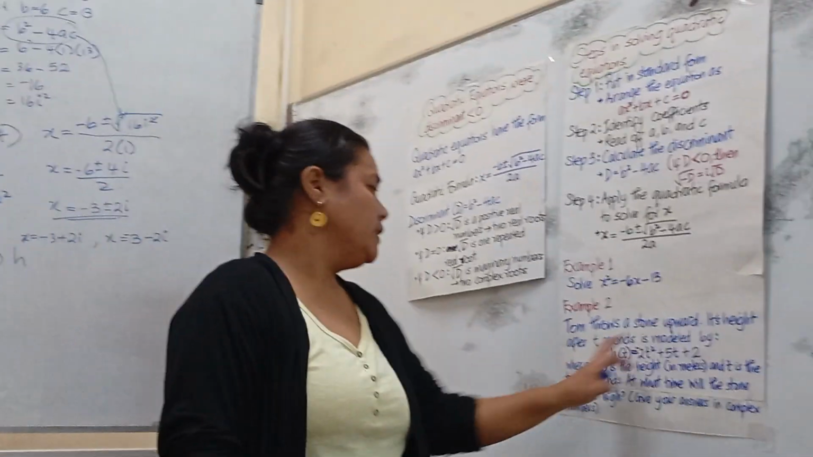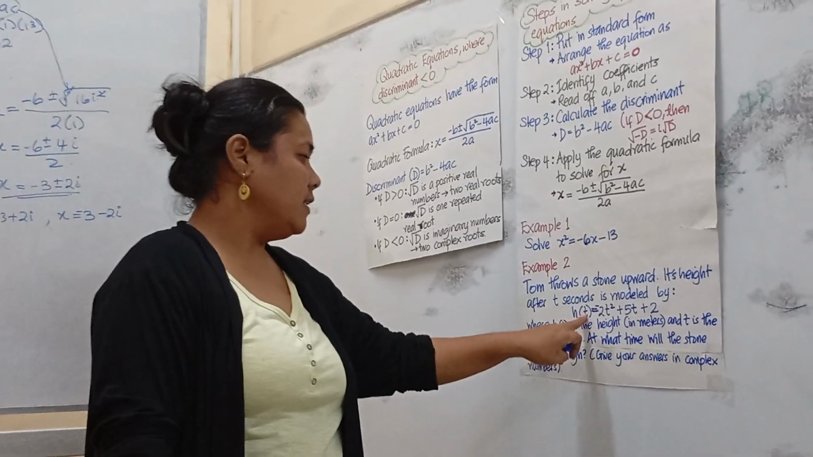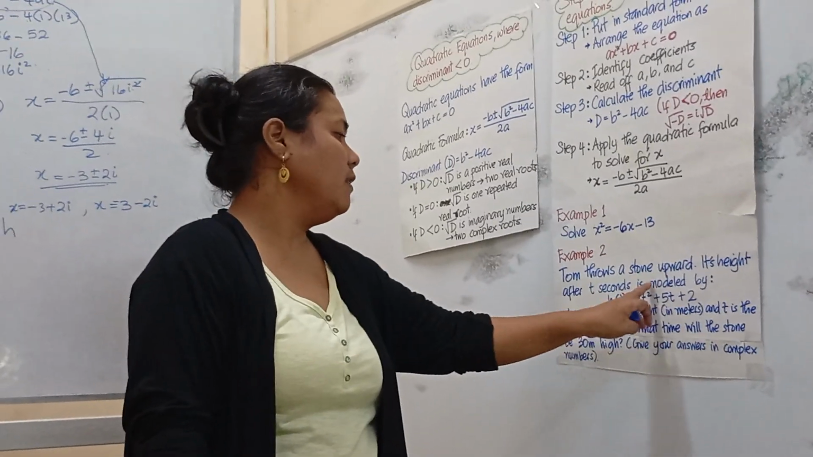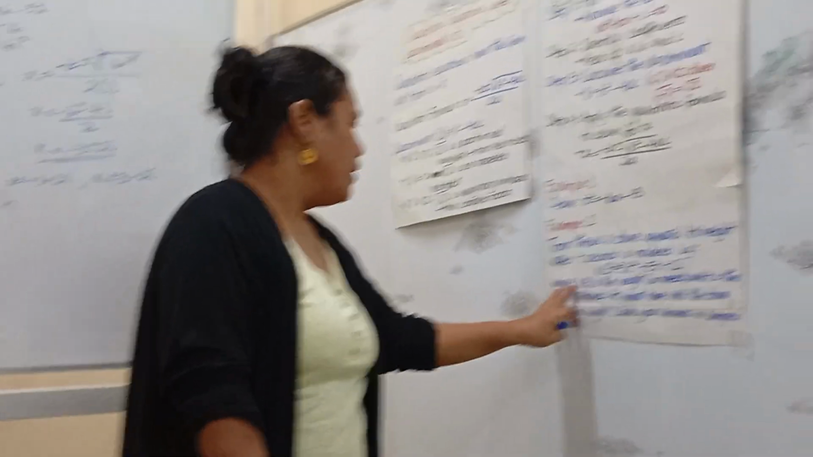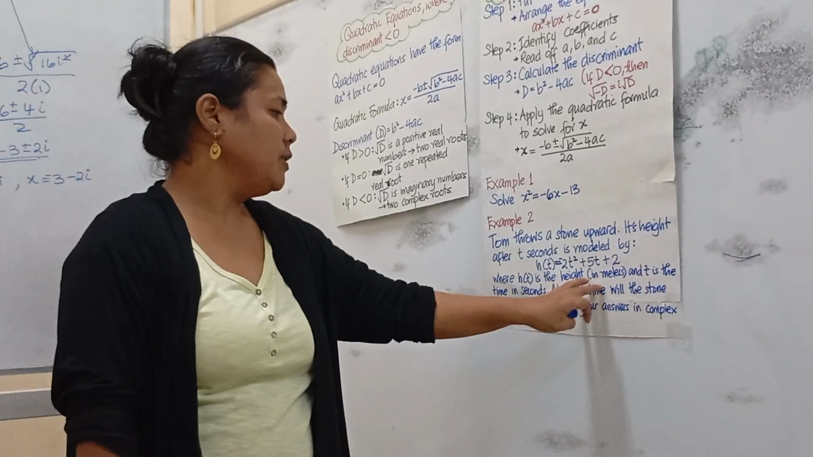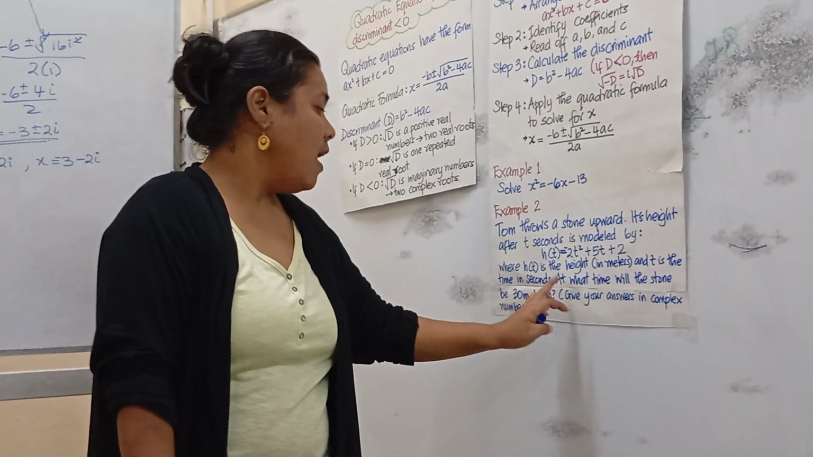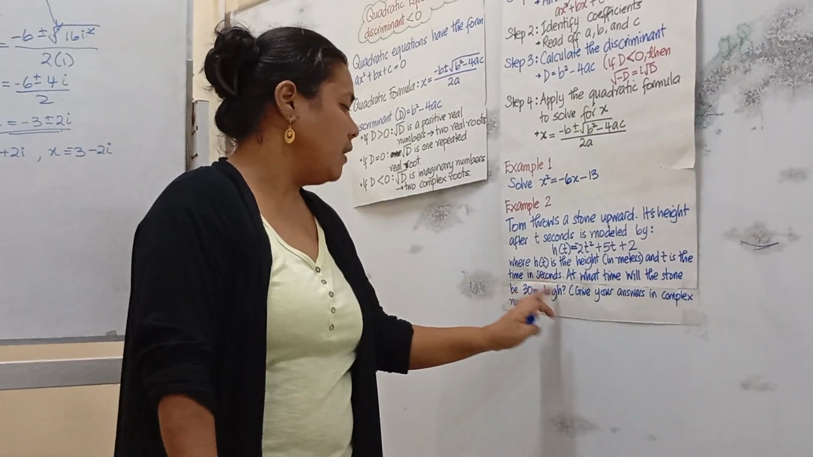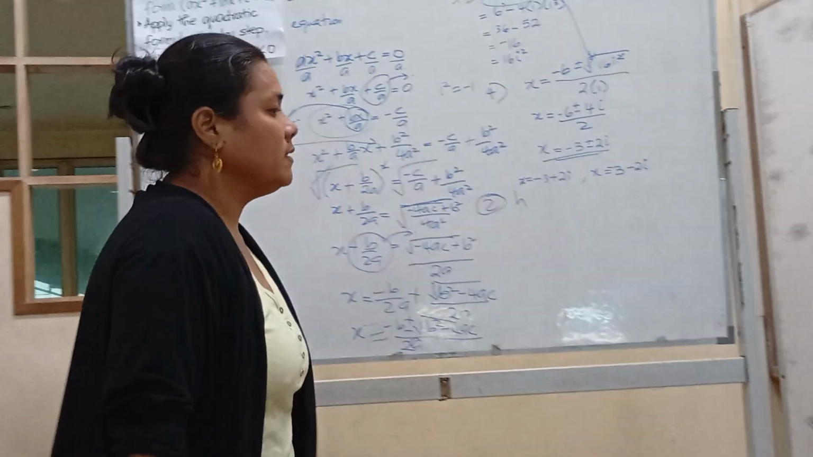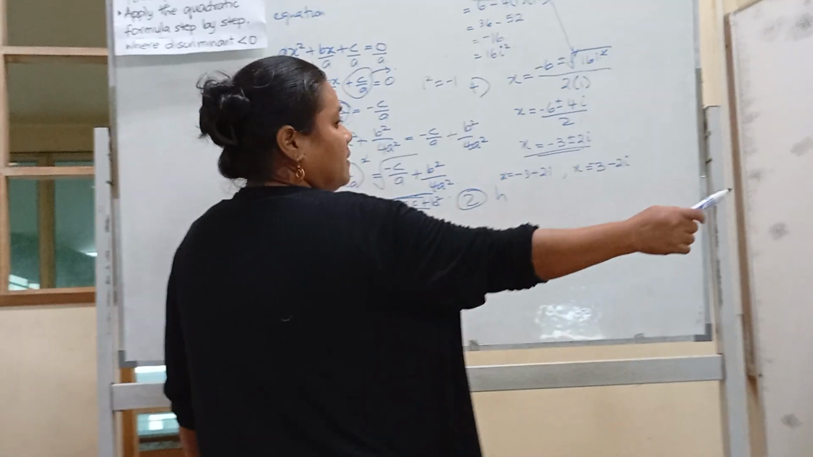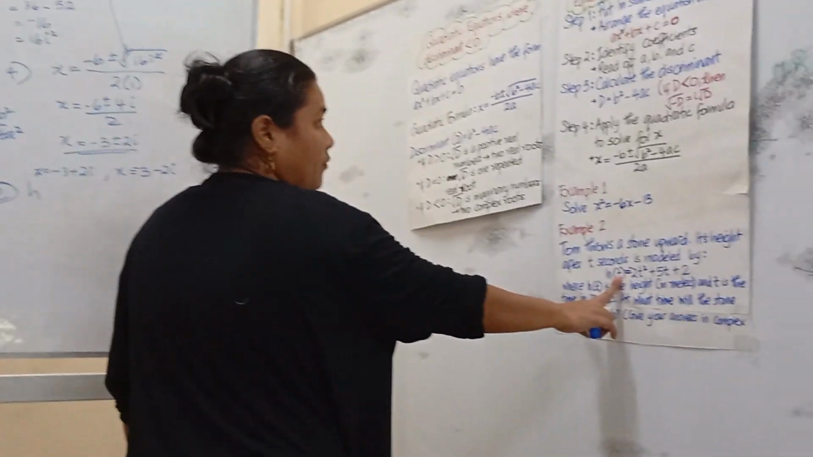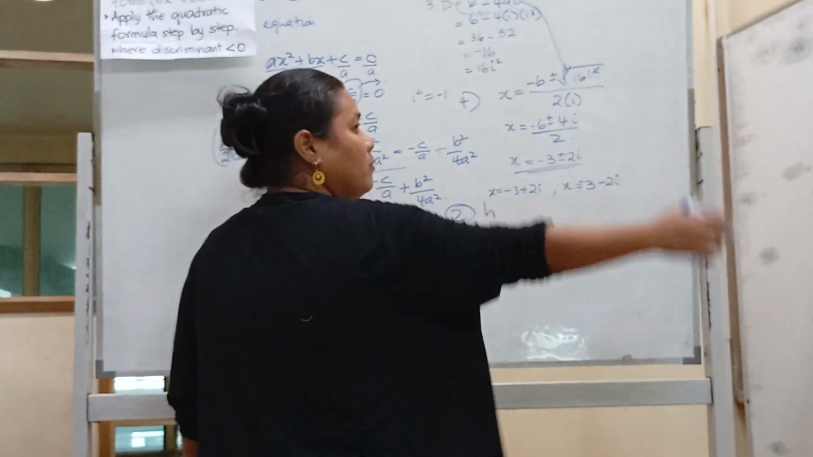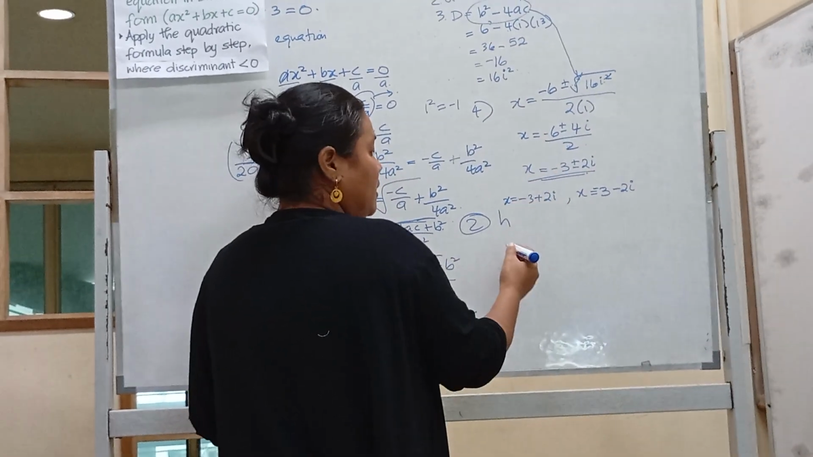Tom throws a stone upward, its height after t seconds is modeled by this equation, where h(t) is the height in meters and t is the time in seconds. At what time will the stone be 20 meters high? Give your answers in complex numbers. So the question asks us to find the t, but the t here represents the x, same with the previous one. So we have to find the x. So we have to follow the steps for solving a quadratic equation.